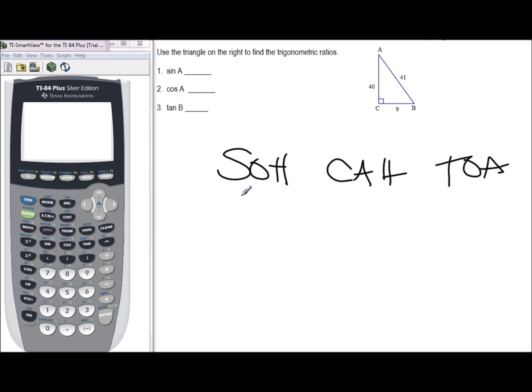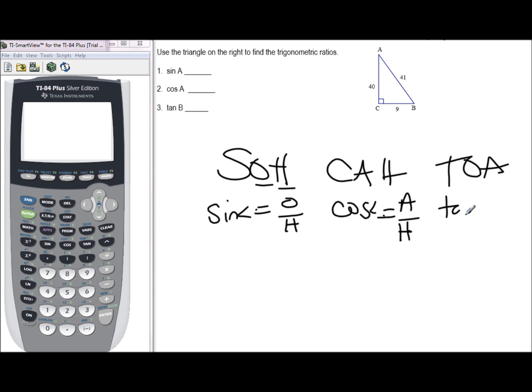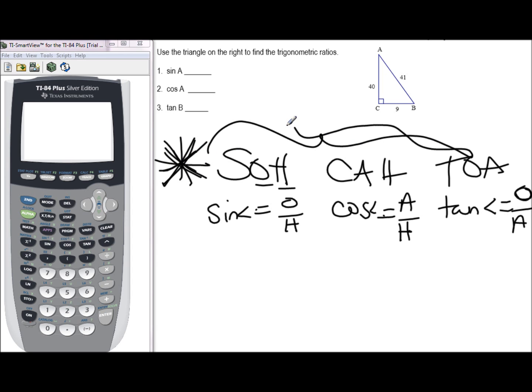SOH stands for the sine of an angle equals O H, opposite over hypotenuse. The cosine, CAH, the cosine of an angle equals the angle's adjacent side over the angle's hypotenuse. And tangent, the TOA, the tangent of an angle is equal to the angle's opposite side over the angle's adjacent side. So we want to make a note of this saying and try to remember it, because this is going to save your days.